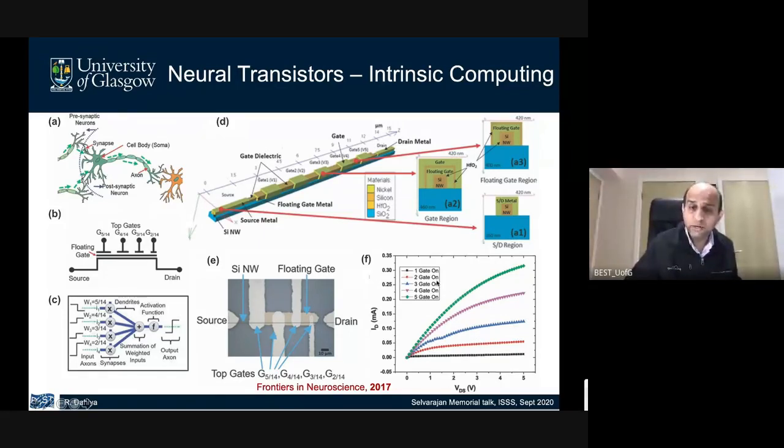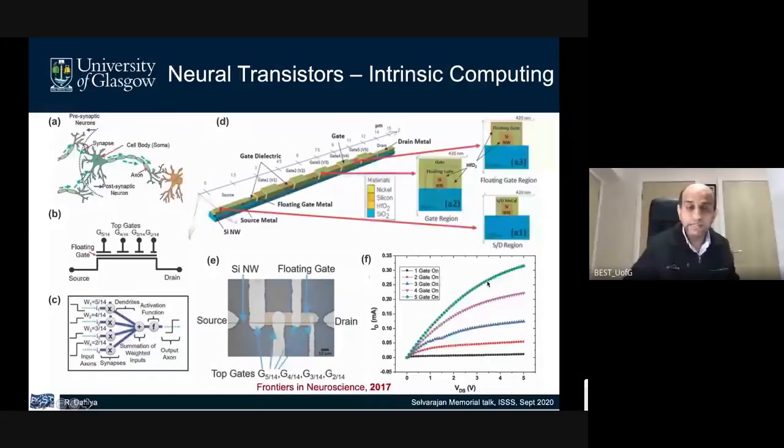So when gate 1 is on, you get this response. When gate 2 is on, and 3 is on, the current would increase. And this is simple, you can get an equivalent circuit. You can make one single equivalent capacitor, and you can see these happening. So what happened then? How does it work when it comes to the neural transistor?